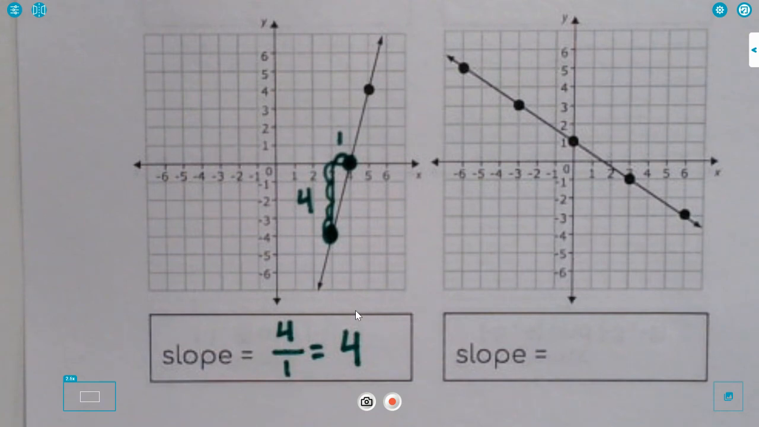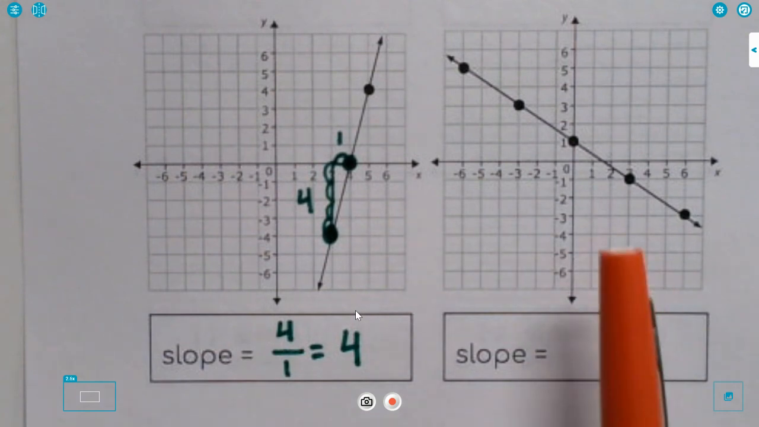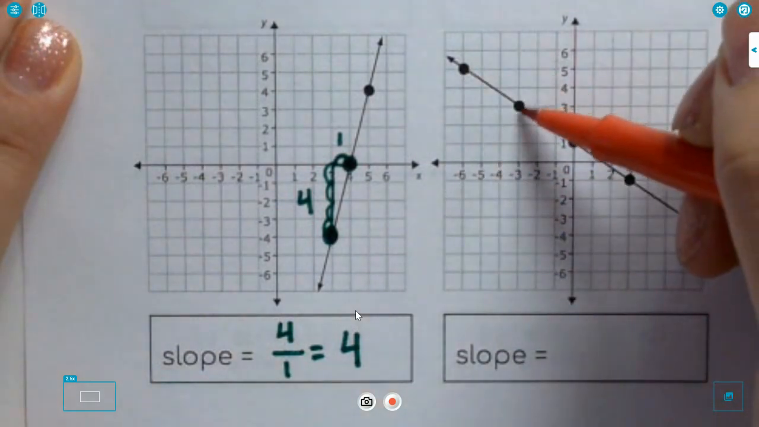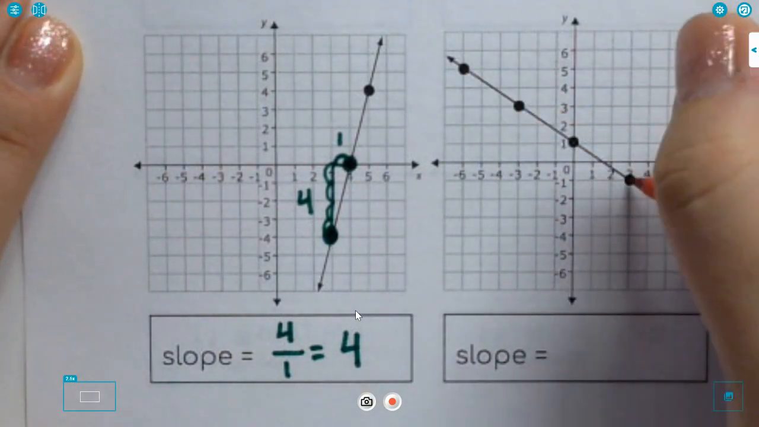Okay, this next one, when I see this graph, is this slope positive or negative? Negative. So if I look, and I'm looking from left to right, we would be going down a slide, not up a mountain. So I'm going to pick any 2 points. I can pick these 2, or these 2, or these 2. Let's do these 2 down here.